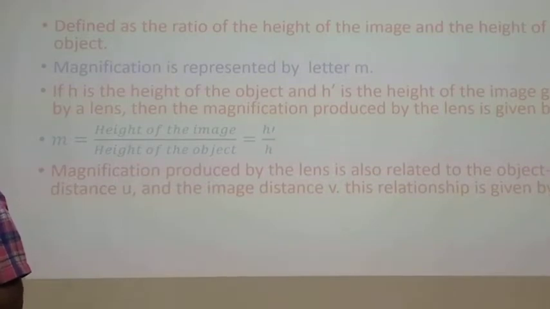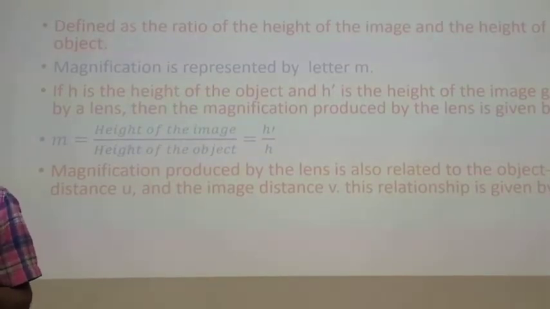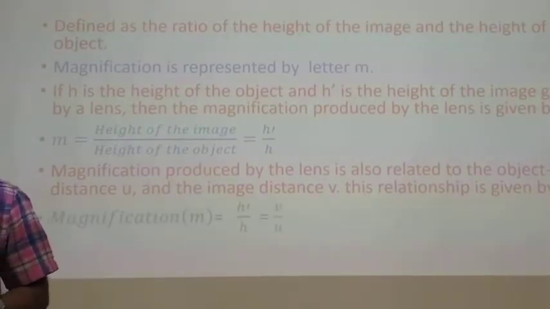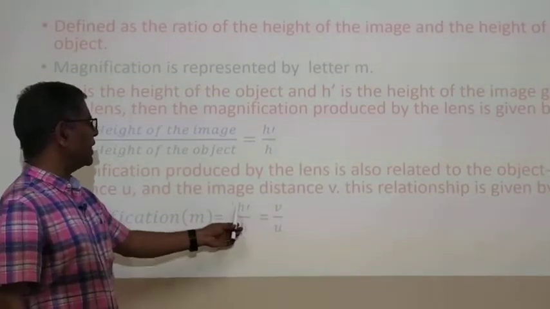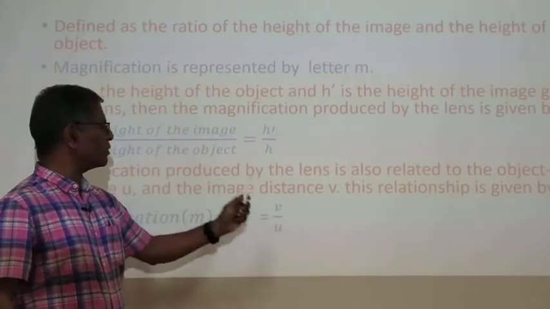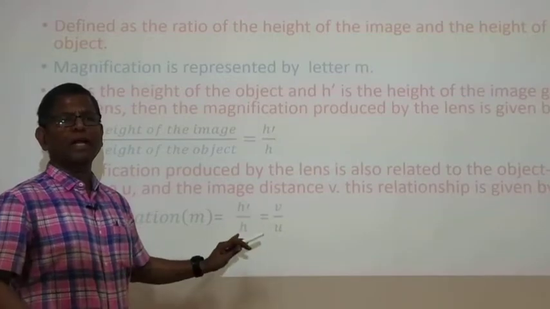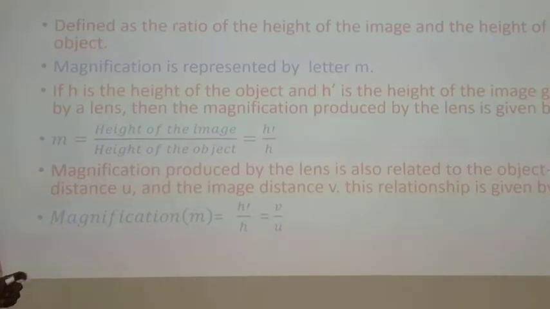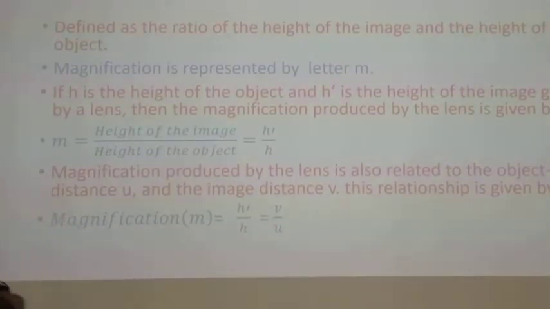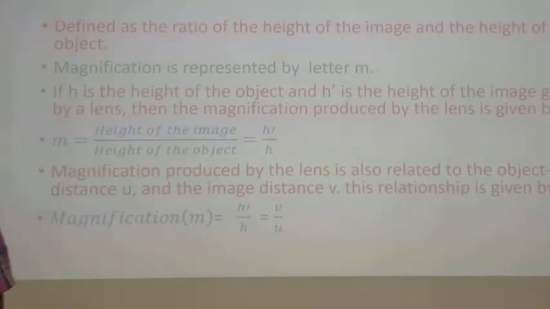Again, this magnification is related to the object distance and the image distance, that is u and v. In case of a mirror, if you remember, m was equal to h prime by h, and there it was minus v by u. Here it is v by u. So the minus has become plus. That is a difference you have to keep in mind while applying for a mirror and for a lens. So m is equal to v by u, not minus v by u.